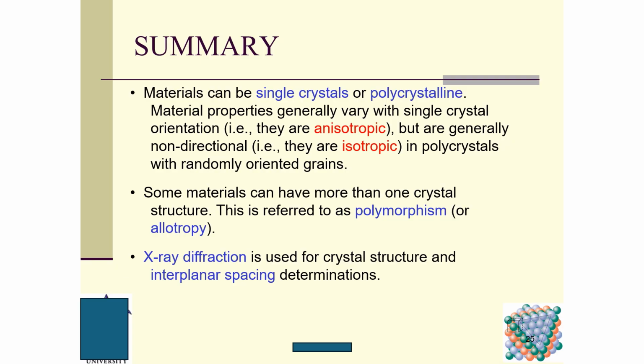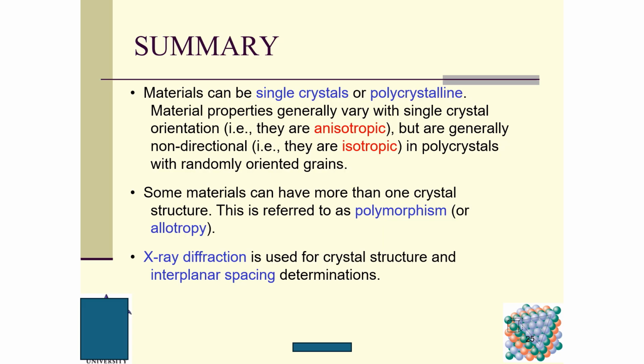So materials can be single crystals or polycrystalline. Material properties generally vary with single crystal orientation, that is, they are anisotropic. Anisotropic means that we have different mechanical properties or other properties in different directions, but they are generally non-directional, and they are isotropic in polycrystalline materials with randomly oriented grains. So be very, very careful about this.